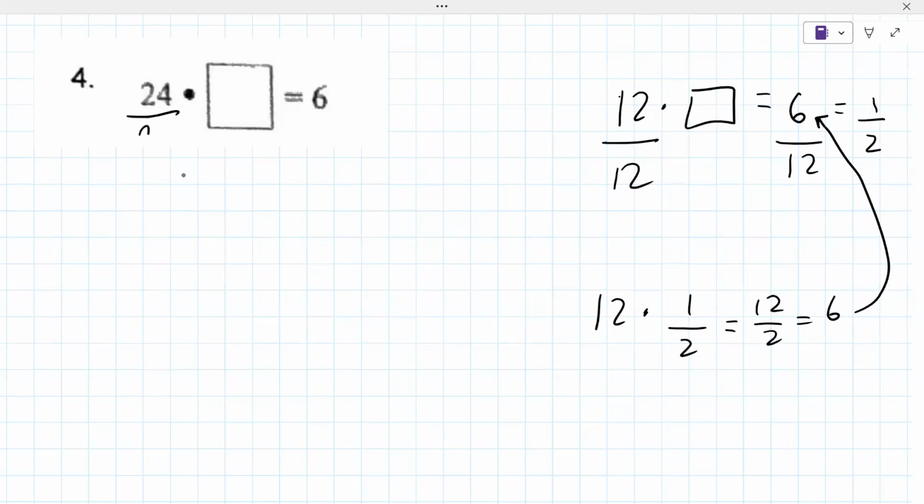Okay. So you're basically going to divide both sides by this number here. Okay, so you get, then you have to reduce the fraction.